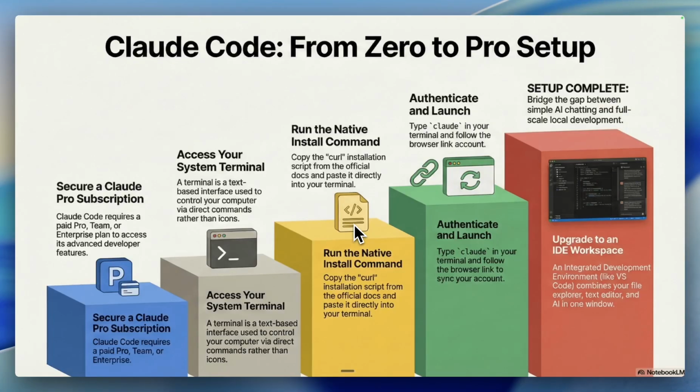The first step is the easiest. We're going to create and secure you a Claude Pro subscription. Then we're going to access your system terminal. And if you don't know what a terminal is yet, don't worry, we're going to cover that. Step 3 is we're going to install Claude Code using that terminal. Step 4, we're going to authenticate and launch Claude Code onto your computer. And then step 5, we're going to upgrade you to an IDE workspace, which is a user interface that makes Claude Code so much easier to work in.